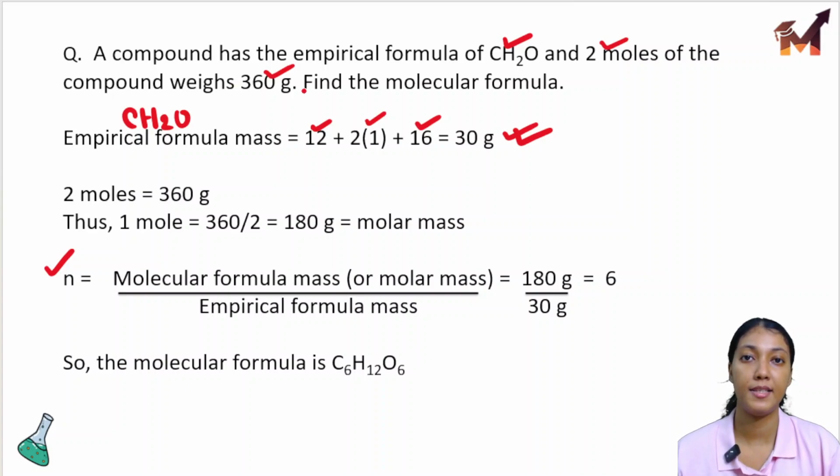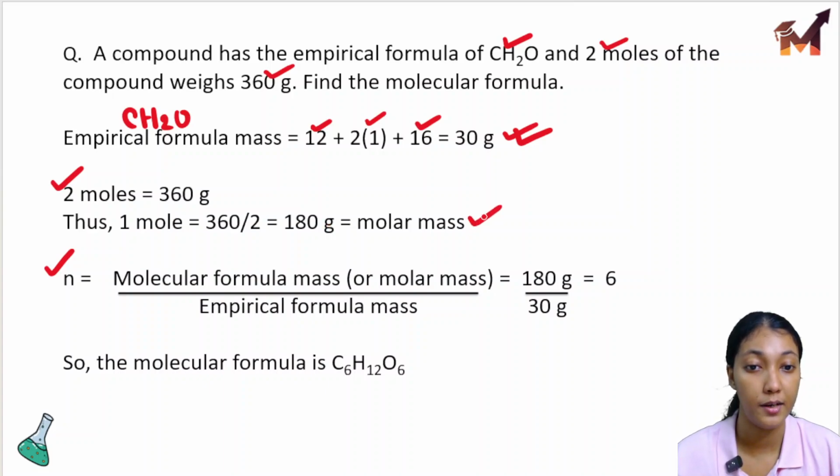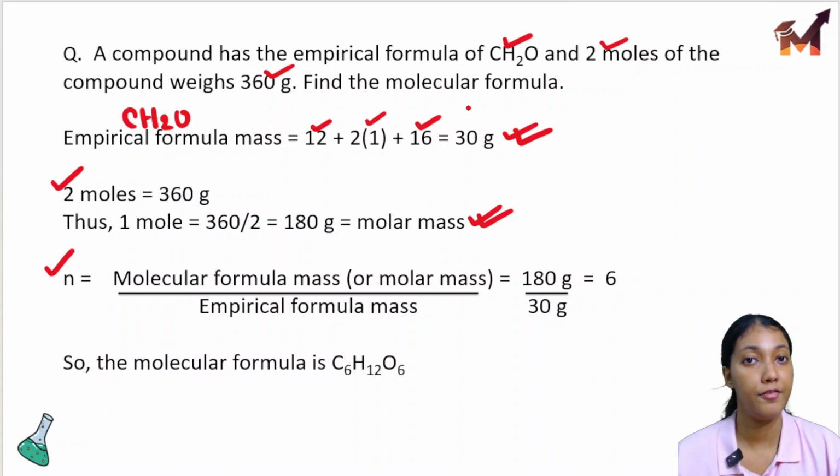मोलर मास क्या है? मोलर मास इज द मास ऑफ 1 mole of any compound. तो यहाँ पे 2 moles का मास दिया गया है 360 grams. So obviously 1 mole will be 360 by 2, which is 180 grams, and this is the molar mass. So this question is different. Why? Because यहाँ पे directly molar mass हमको नहीं दिया गया है, हमको 2 moles का weight दिया गया है. अगर 2 moles का weight x है, तो 1 mole का x by 2 होगा. And that will be the molar mass, because by definition molar mass is the mass of 1 mole of any compound. So now we have the molar mass, we have found the empirical formula mass.